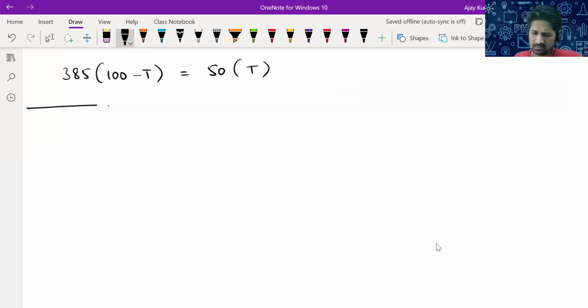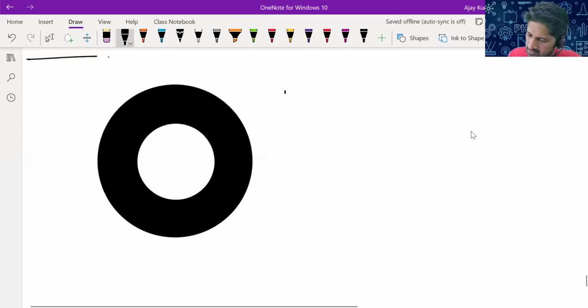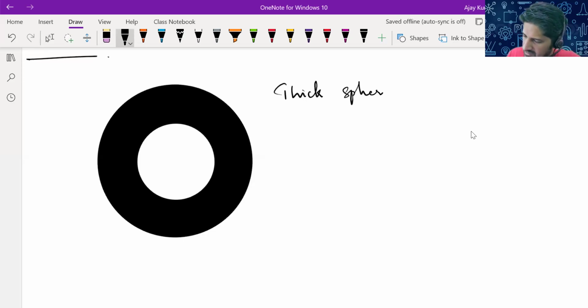Next, let us look at a slightly difficult situation. Just a moment, I'll draw the diagram. Okay. Suppose there is a thick spherical shell. Means it's a hollow sphere. It has a cavity inside, but the wall is not very thin. It has a significant thickness.